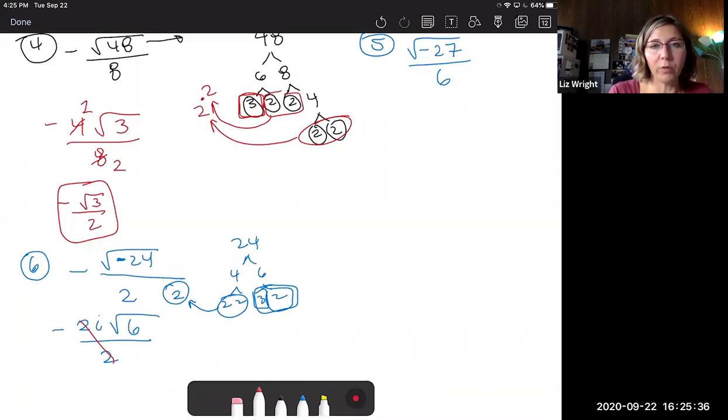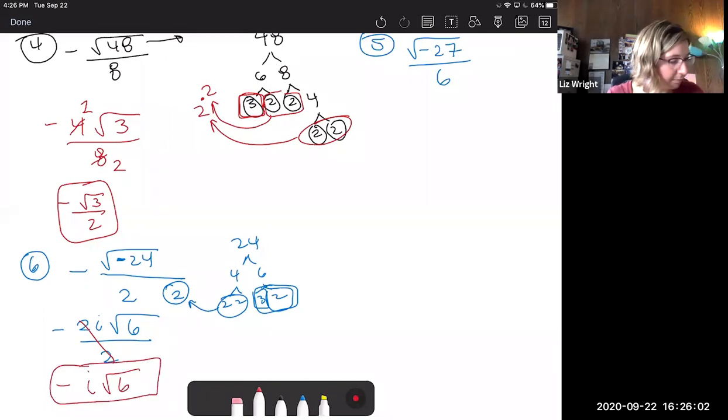I've had students before say, why can't I reduce 6 over 2? You can't do that because it's not 6, right? It's the square root of 6, and the square root of 6 is an irrational number. It's going to be somewhere around 2.5, and 2.5 is not the same as 2, which is why you can't reduce it anywhere in there. So our final answer is going to be negative i square root of 6 for that one. I'm going to give you 2 more.